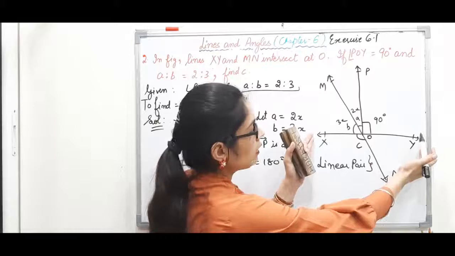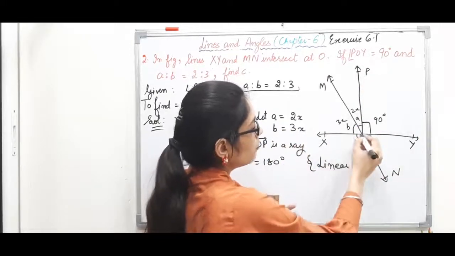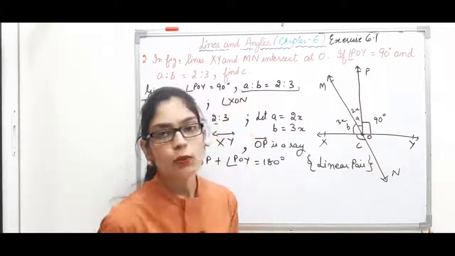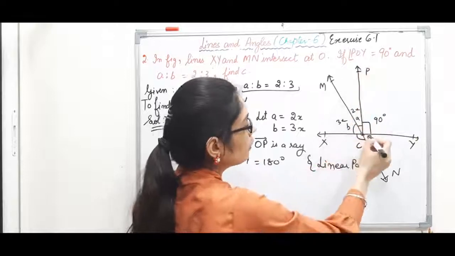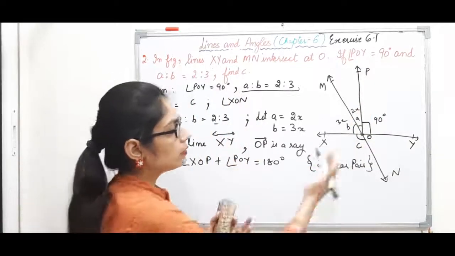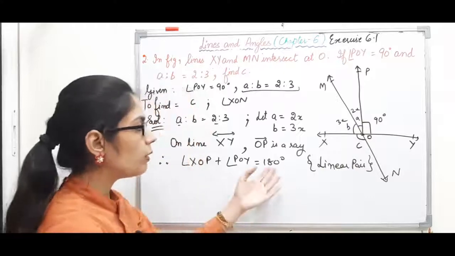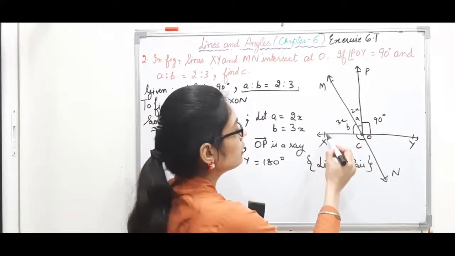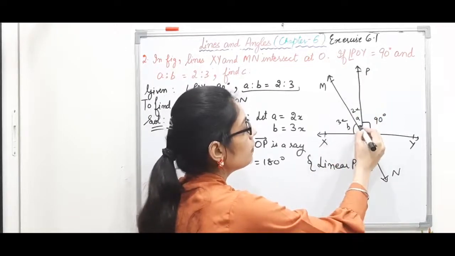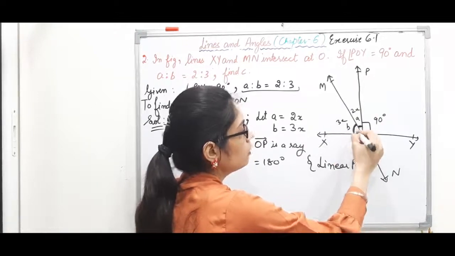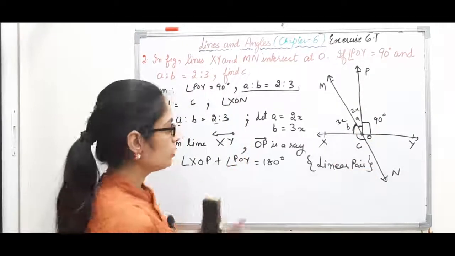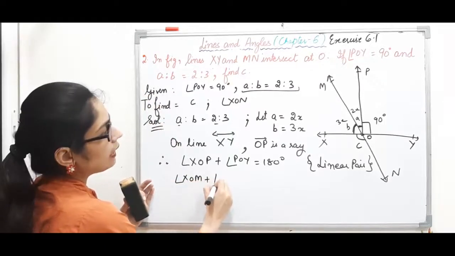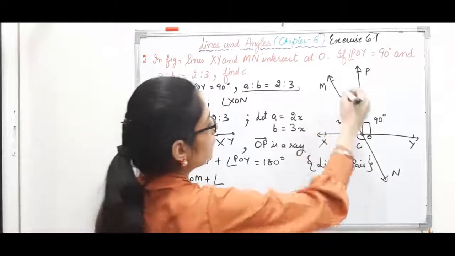See, this is a line and this is a ray OP. So we can see these two angles, POY and POX. These are two adjacent angles since they are sharing a common arm and common vertex. So that's what I have written, and the sum of these two adjacent angles is equal to 180 degrees as per the linear pair axiom. Now XOP, you can see, further has two angles. The same way as in the previous question, XOP we can write as angle XOM plus angle MOP.